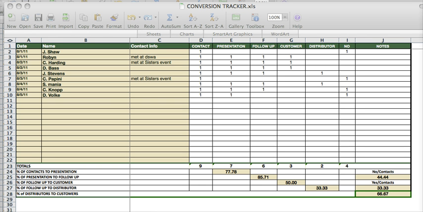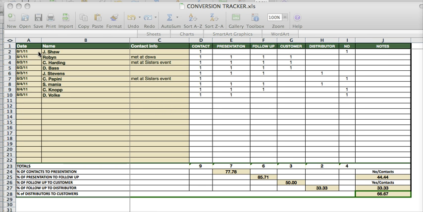All the formulas are already set up in these cells. There's really just a few areas that you need to fill in, and it's going to tell you how effective you are in contacting and presenting, following up, and converting them into either customers or distributors. It's so cool to use this.